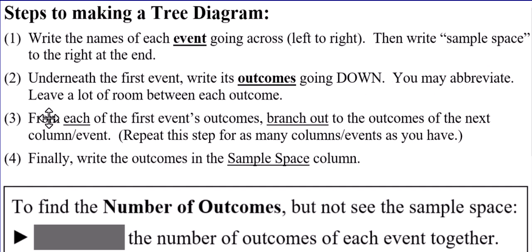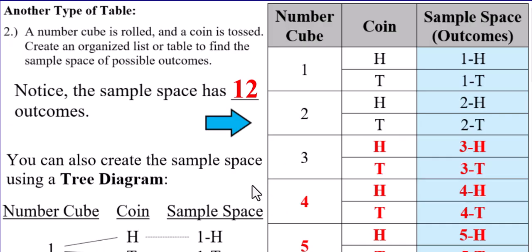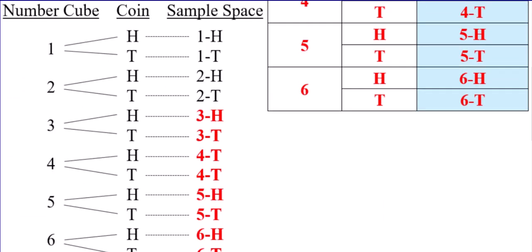And then from each of the first event's outcomes, you're going to branch out to the outcomes of the next event. You saw me doing that. You would repeat this for as many events as you have. Finally, you write the outcomes in the sample space column, and we already practiced doing that.